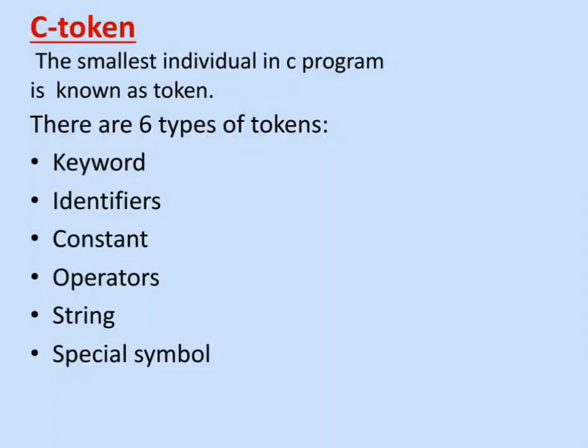In today's video, we are going to learn about C tokens. Basically, the smallest individual unit in a C program is known as a C token. Types of C tokens are keywords, identifiers, constants, operators, strings, and special symbols. In today's video, we are going to learn keywords, identifiers, and constants.